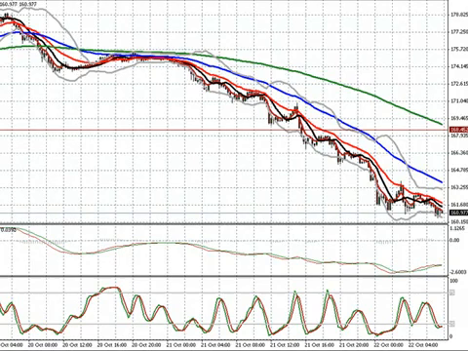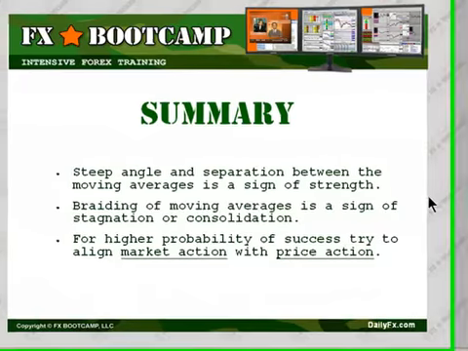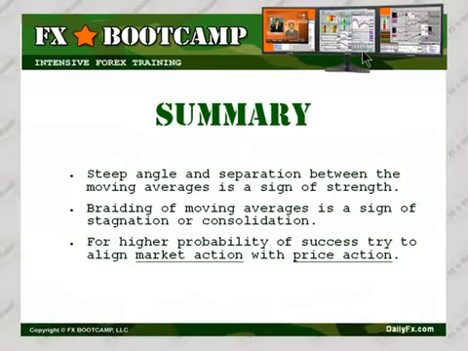So let me pull that PowerPoint presentation back up. There you go. So in summary, what we're looking for is steep angle and separation between the moving averages. Doesn't matter whether we're measuring price action or market action. The greater the angle and the greater the separation, the greater your confidence should be. Now, once again, braiding, lots of crosses, the 5-8 crossing, crossing, crossing. And you'll see that in between the markets, let's say at the close of the New York session but before Asia opens, you'll get all this kind of braiding. That means there's no momentum whatsoever.